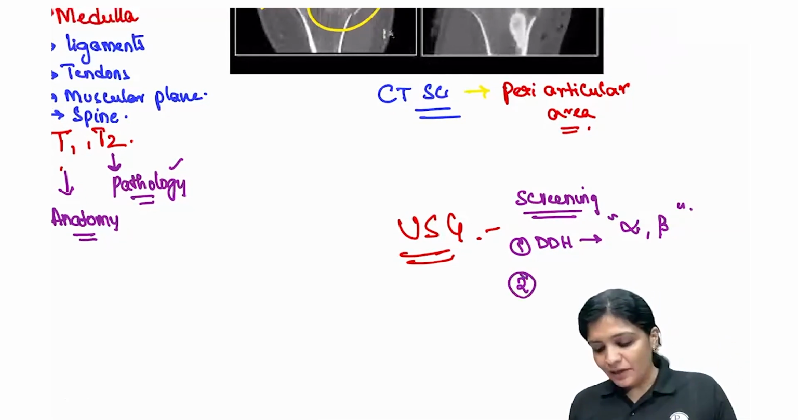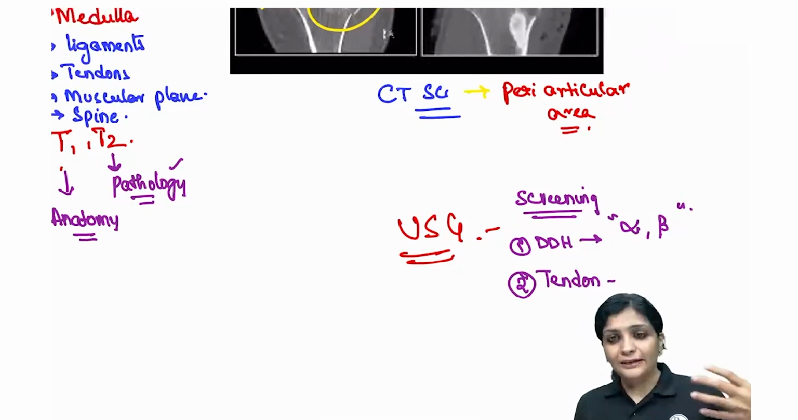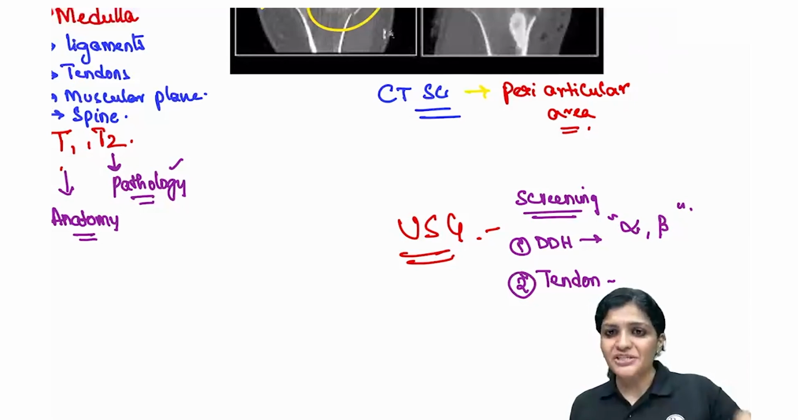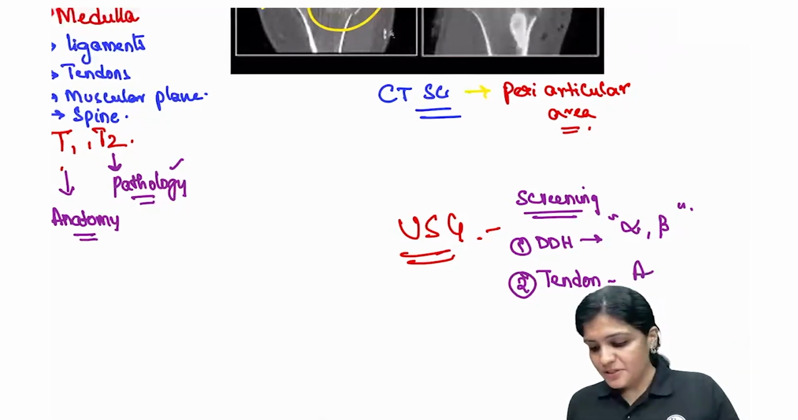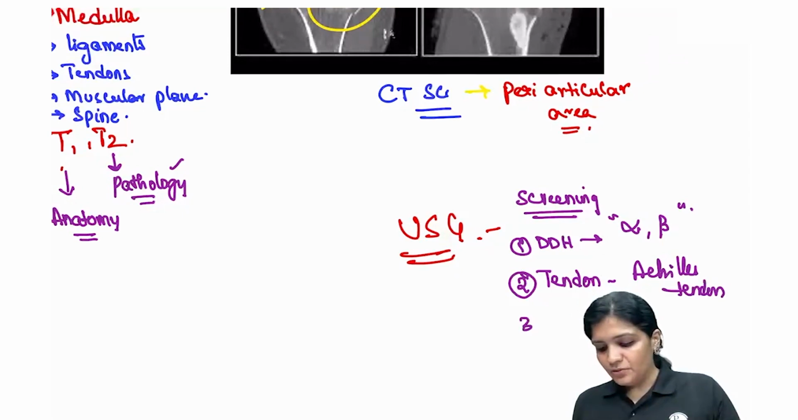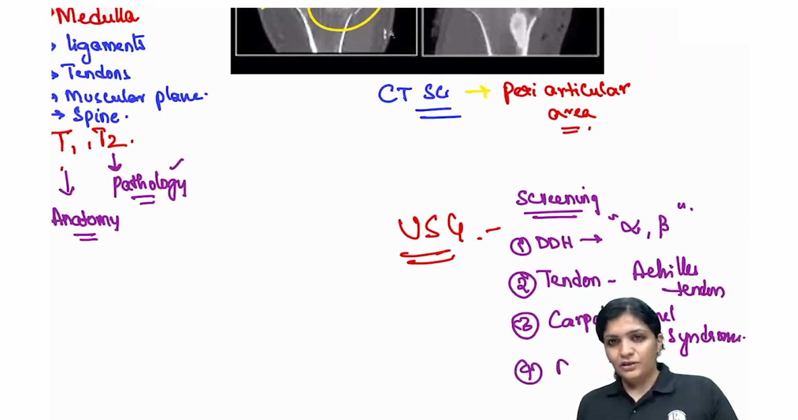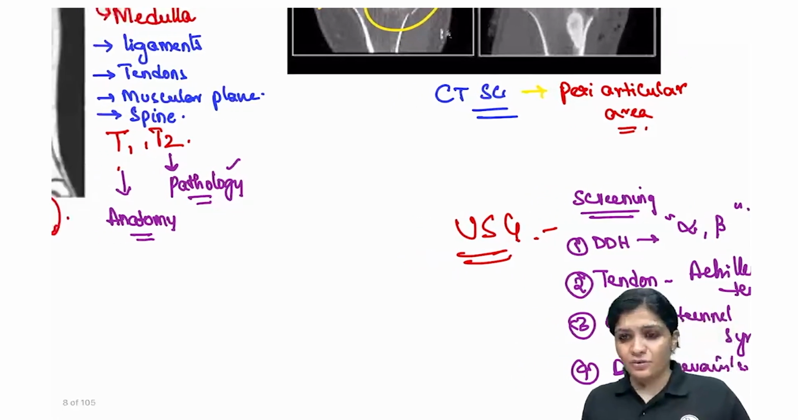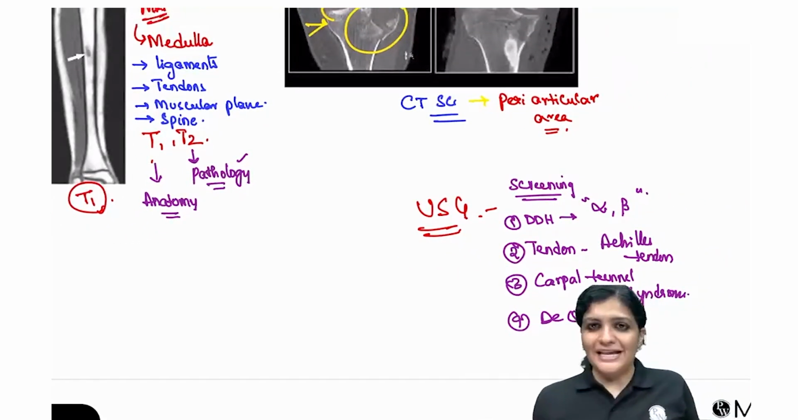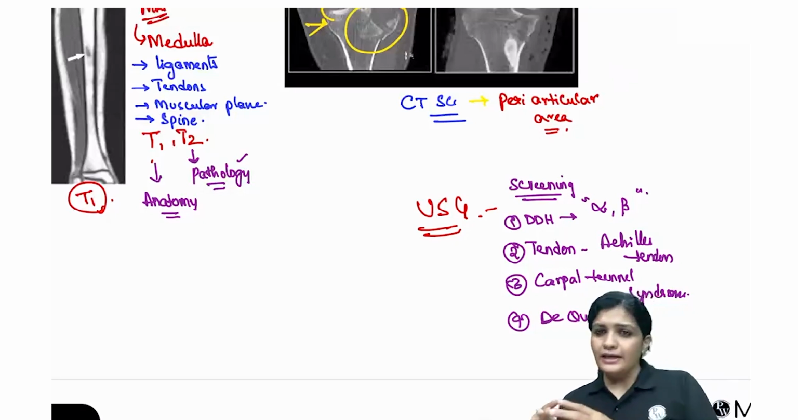And then the second area where we use it is for the tendon. So for example, there is a break or there is a tear in the Achilles tendon. We first use initially the ultrasound. So especially for the Achilles tendon, that is the huge tendon, and then it can also be used in conditions such as carpal tunnel syndrome. So in carpal tunnel syndrome also, the initial tool we use is the ultrasound, and de Quervain's also we use the ultrasound. So these are certain conditions where ultrasonography is also used as a tool in the diagnosis of certain conditions, right?